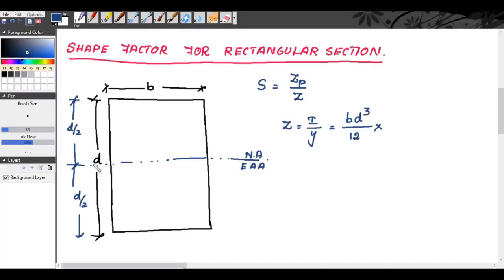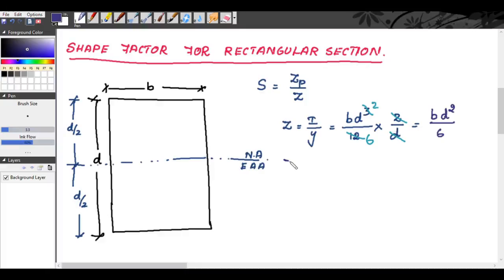Y means the distance from the centroidal axis, from the neutral axis to the extreme fiber, the longest extreme fiber. So here both extreme fibers are at D by 2. So our Y is D by 2. So we get Z equal to BD cube by 12 times 2 by D; you can cancel, here you get a square, you can cancel this D, and 2 into 6. So we get Z is equal to BD square by 6. This is the elastic section modulus.